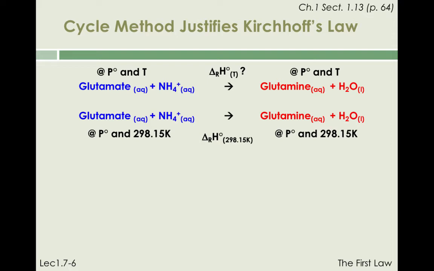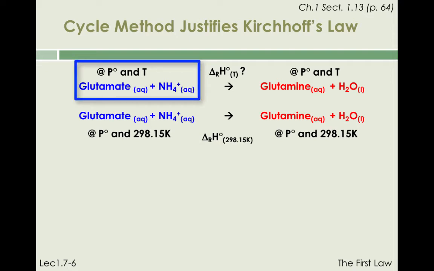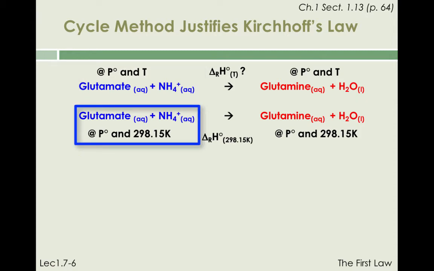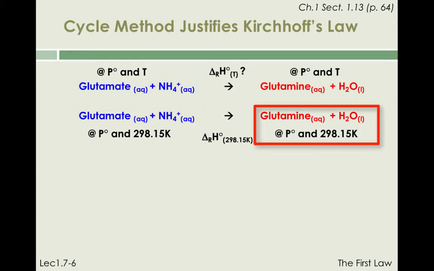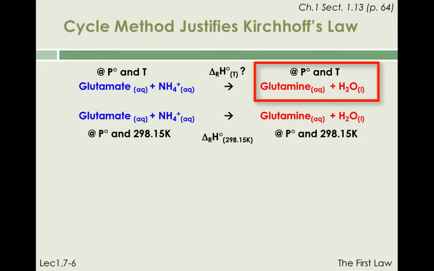On this schematic, you can now see four states: reactants at P standard and T, reactants at P standard and 298 Kelvin, products at P standard and 298 Kelvin, products at P standard and T. To calculate delta_r H standard at temperature T, we can either follow the single arrow between reactants and products at P standard and temperature T, or we can follow the arrows marked as 1, 2, and 3, which makes use of step 2 of the reaction at 298 Kelvin and standard pressure.